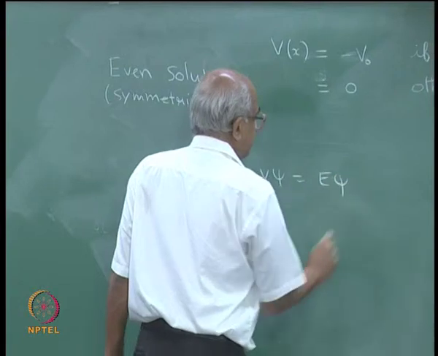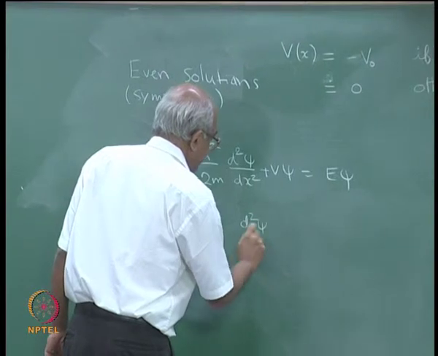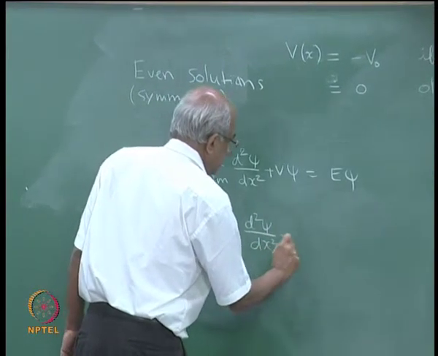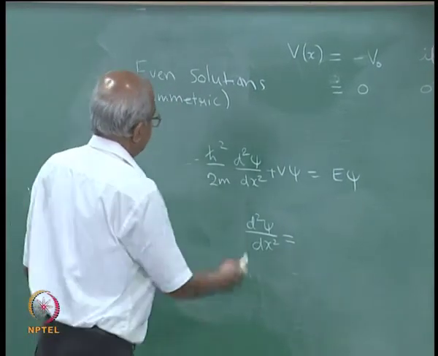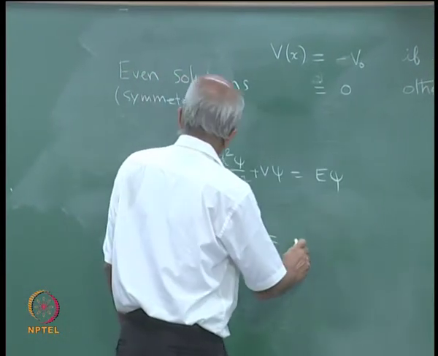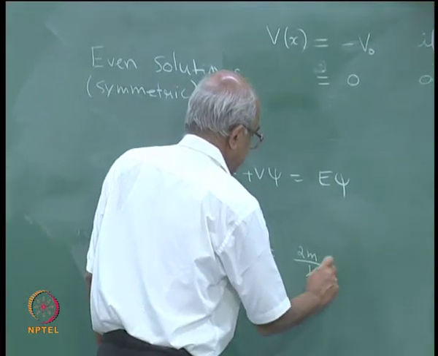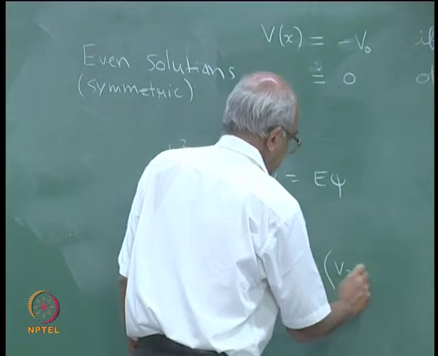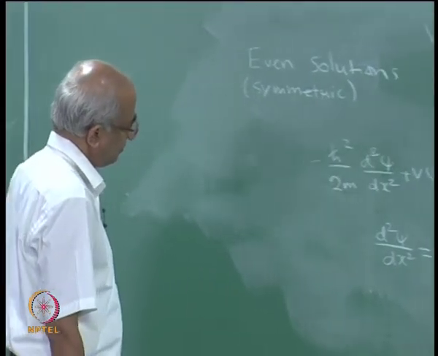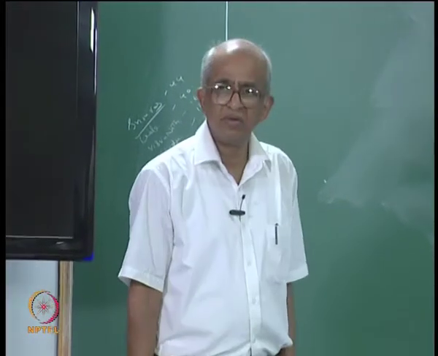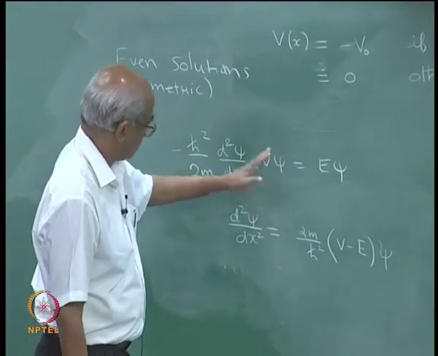This is the Schrodinger equation, and you can rearrange this and say, okay, this means that d square psi by dx square is equal to how much? You just rearrange, you are going to say, okay, it is going to be 2m by h cross square into v minus e into psi. Is that okay? Right. If I rearrange this, yes, this is okay.